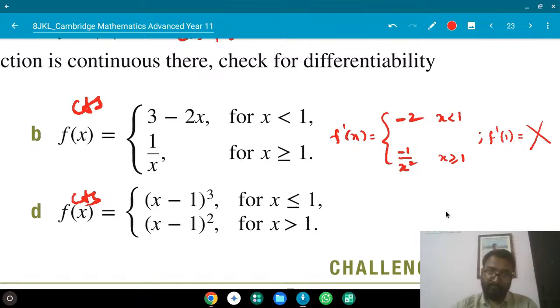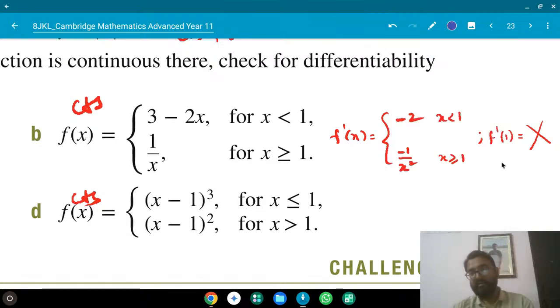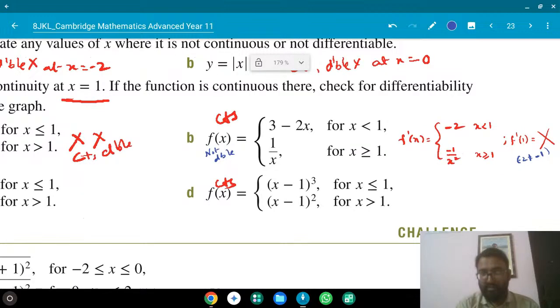Here put x equals 1 in both the cases. If x is less than 1, you will get minus 2. On the right side, it is minus 1 upon x square. If you substitute x equals 1, minus 1 upon 1 square is minus 1. Minus 2 is not equal to minus 1. I am writing here minus 2 is not equal to minus 1. So it is not differentiable. You might get a sharp corner or plus or minus infinity.